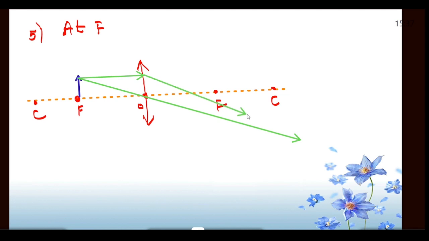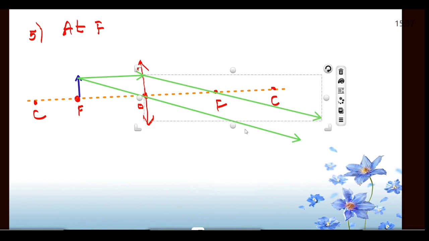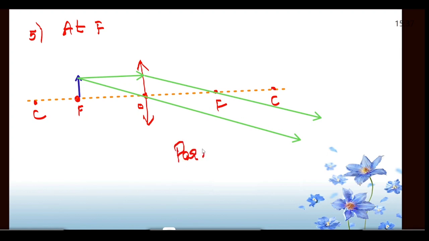So from this point, these two are going like this. So we got two refracted rays like this. If you observe this carefully, these two are parallel, right? So these two refracted rays are parallel to each other. So if we need to get the intersection of these two lines, then we have to extend them to infinity, right? So there we can expect the image.